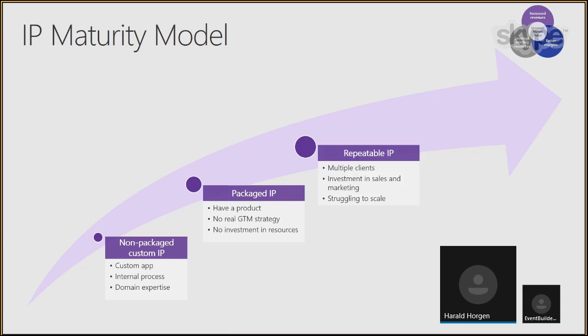And then the third step is when you've done that, and you say, well, we now can make this IP repeatable. You've sold this to multiple clients. You're starting to make an investment in sales and marketing. And the big issue now is, how do you scale that business?